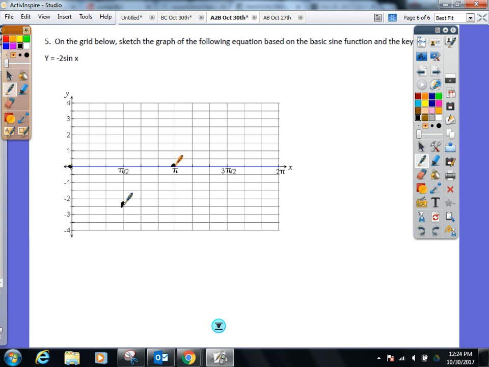Now at 3 pi over 2, the original sine curve is at negative 1. So if I multiply it by negative 2, it's going to be at positive 2. Perfect. And then where's sine always end? And that's not going to affect it by multiplying it by that negative 2. All right, so who's doing the curve?